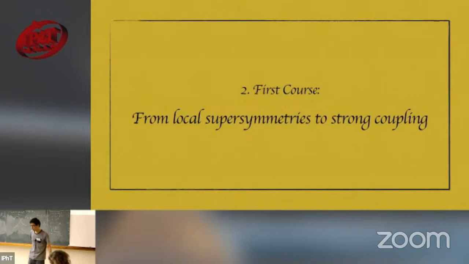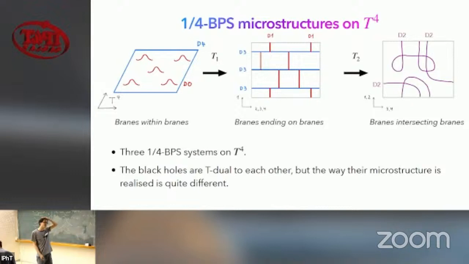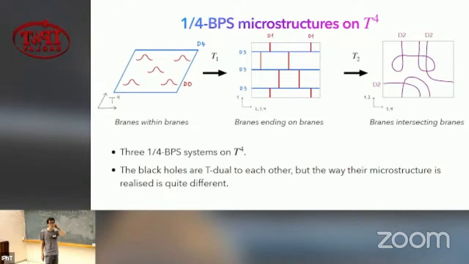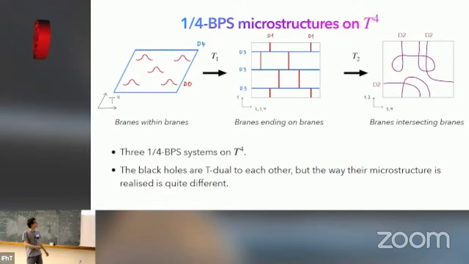Yeah, so the question was, what about the string coupling when they intersect? So I think at this stage, I don't necessarily want to describe the thing in supergravity. But I think it depends also on the type of brane that you consider. Okay, Joseph says it's always weak. Okay. So this is the first course.